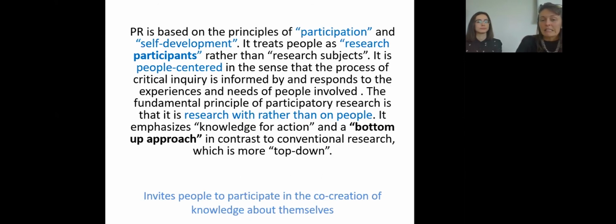The fundamental principle of participatory research is that it is research with rather than on people. And again, I've mentioned that in the previous slide, but I think that's a point well worth mentioning over and over again. So in this vein, it emphasises knowledge for action and a bottom-up approach, in contrast to more conventional research that has historically been more top-down.